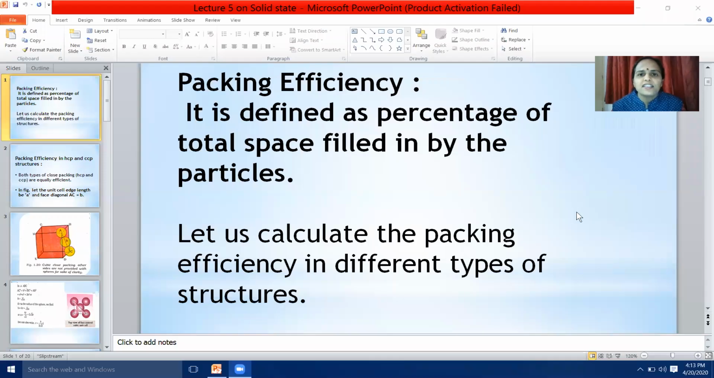Packing efficiency is defined as the percentage of total space filled in by the particles. The percentage of total space filled in by the particles is defined as packing efficiency. We'll calculate the packing efficiency in different types of structures.